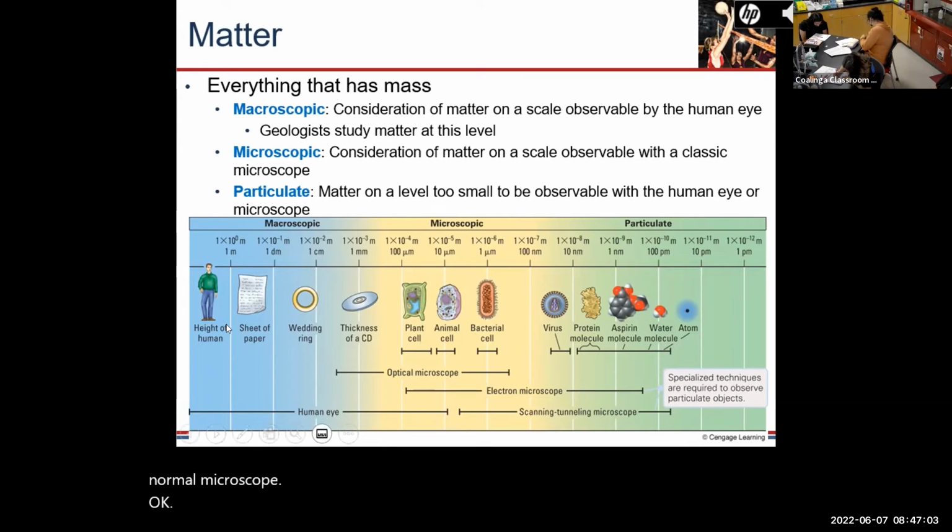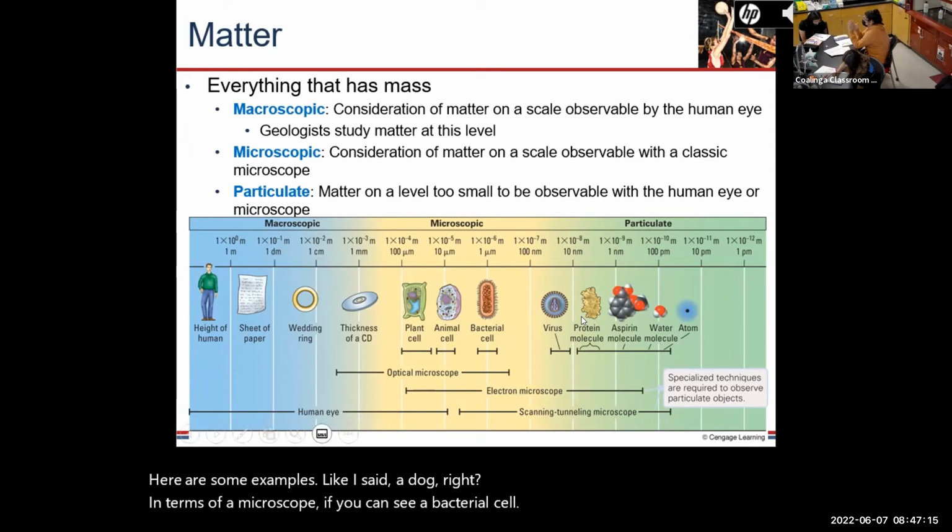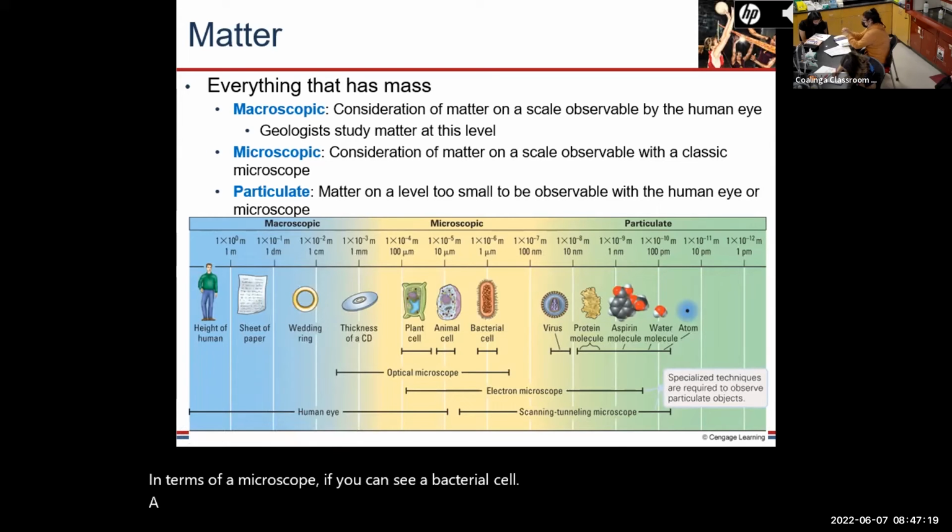So here are some examples. Like I said, a dog. In terms of a microscope, you could see a bacterial cell. A particulate would be a single atom.